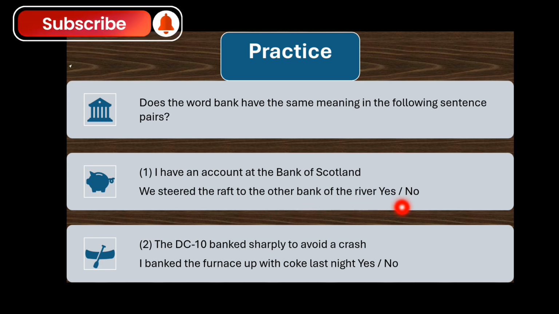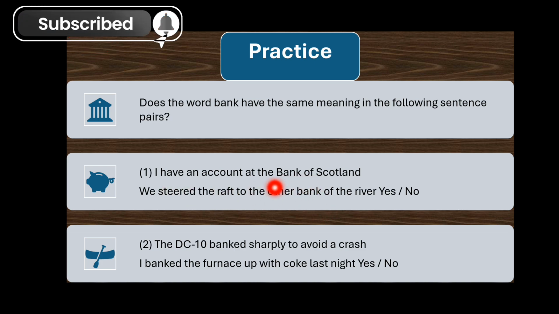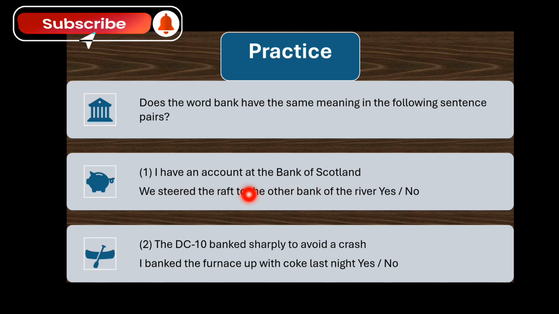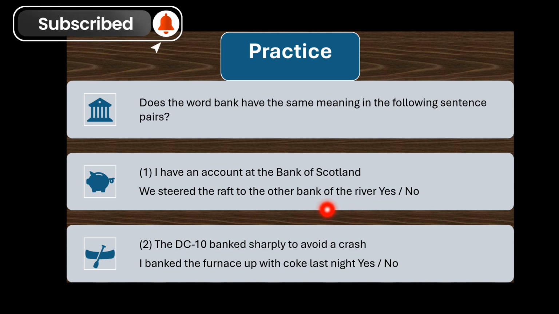So they have different senses, because here bank refers to a financial building. I have an account, because we know from the context that bank means a financial building. And we steer the raft at the other bank of the river. So here we talk about the river bank, the riverside, because we know from the context, from steer and raft.